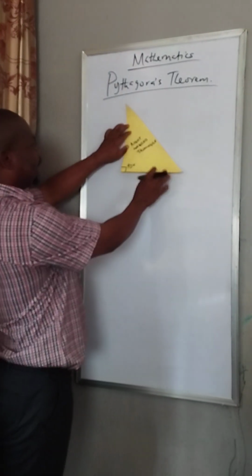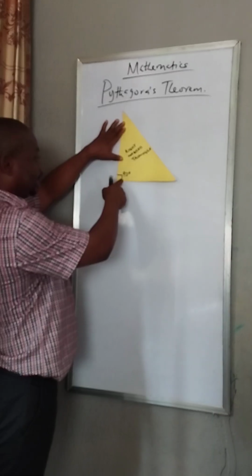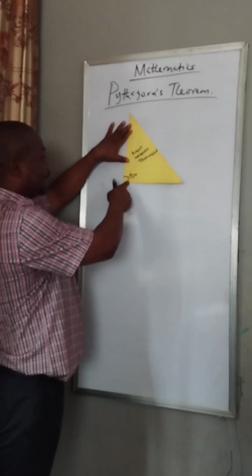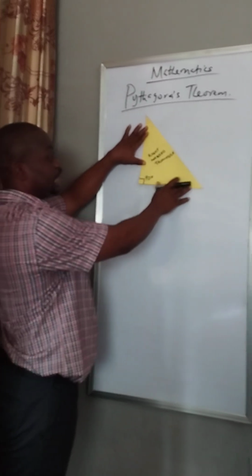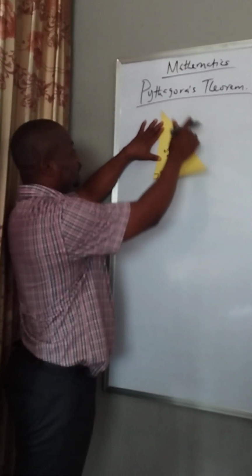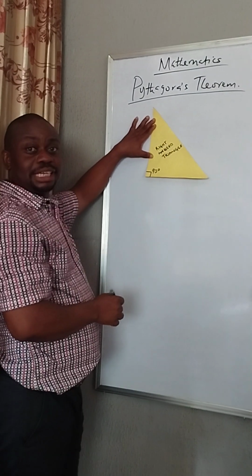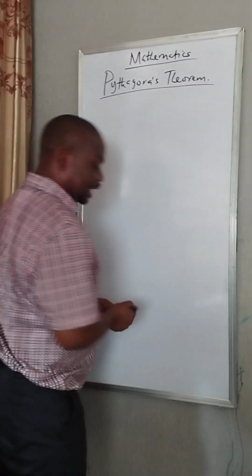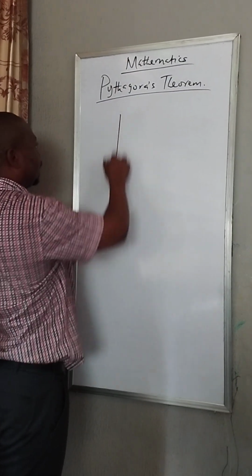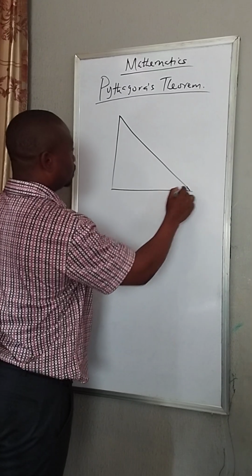Without going to the board, let's look at a right angle triangle. This is a sample of a right angle triangle. You can see the angle here is 90 degrees. In proving Pythagoras theorem, we use this right angled triangle. This side is what we call the hypotenuse, and these two sides are adjacent sides. So let's draw the right angle triangle on the board.